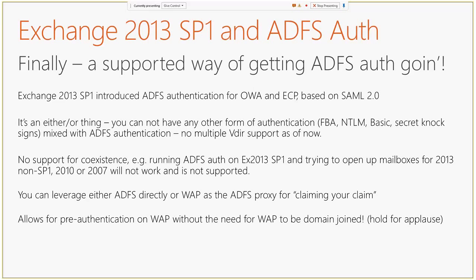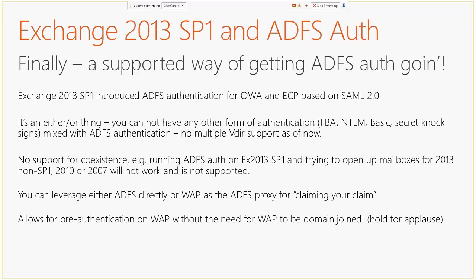Another thing is that you could use either ADFS or the web proxy, really. In my case, the web proxy is only acting as an ADFS proxy for the claim. Exchange will just redirect you to an ADFS URL of your choice, and that could be the ADFS box directly, or that could be the web server. Both work just fine.